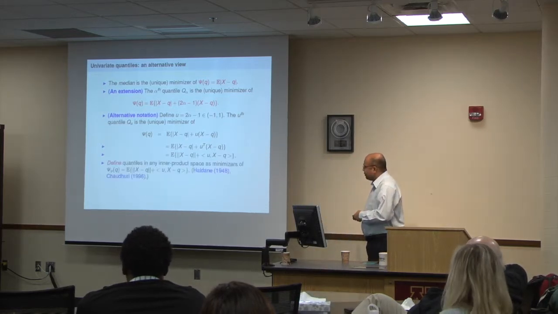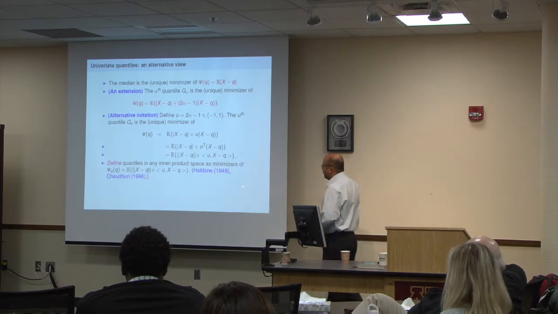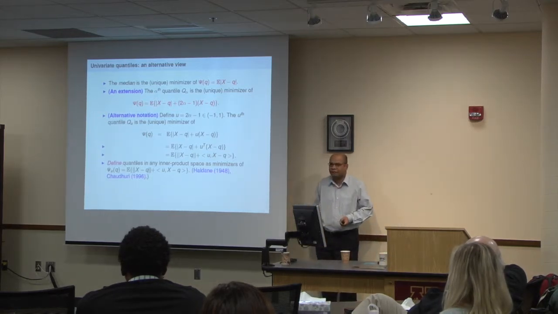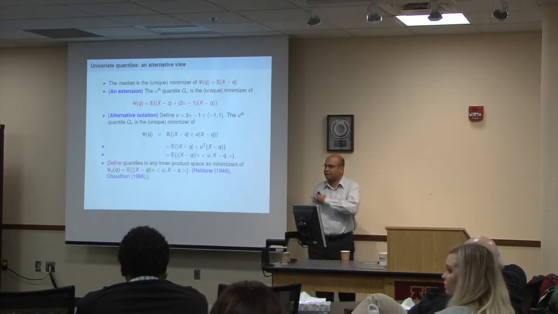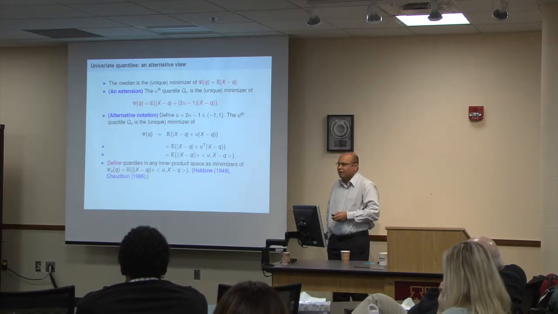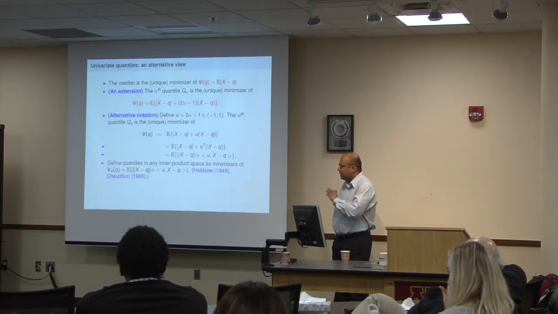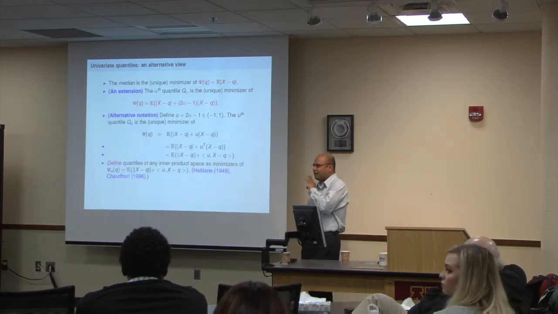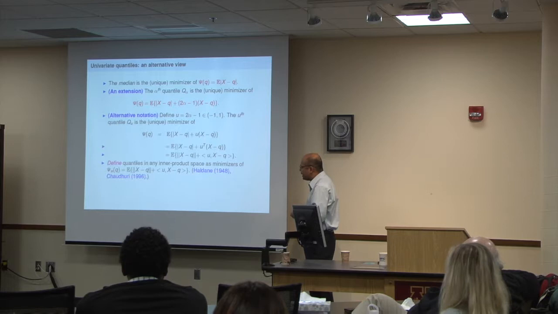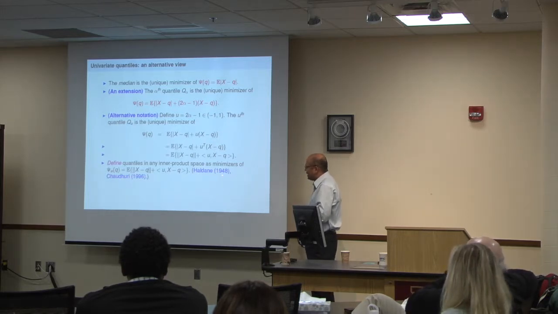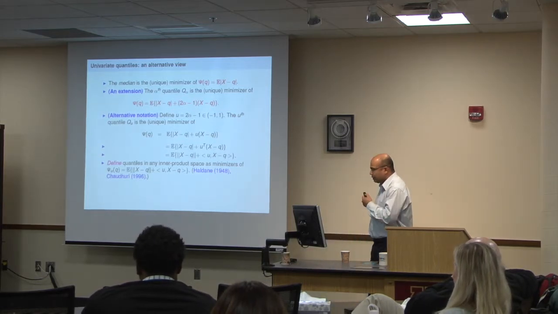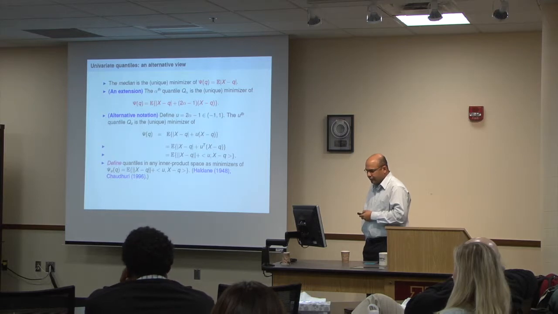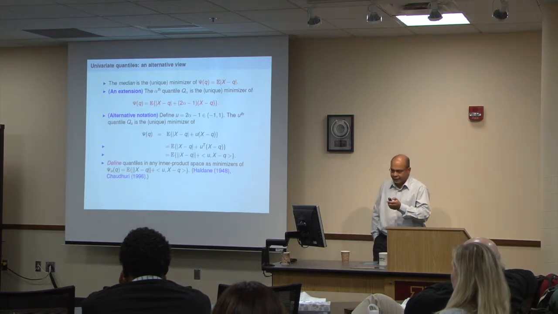This is not something that I'm imagining out of thin air. Haldane, who I'm sure all of you have heard of, a great scientist, was the first one to actually suggest this without so much of a background to it. He thought it would be a good idea to try out something like this. This was not the formula that he came up with. This is modified from what he came up with, but the first idea was from Haldane. And then Chaudhuri, in a Journal of the American Statistical Association paper, was the first one to come up with this formula. All right, so if I minimize this, that gives me a multivariate quantile.